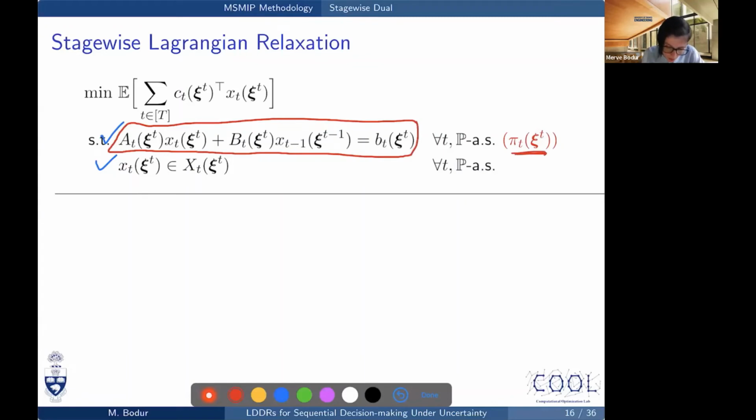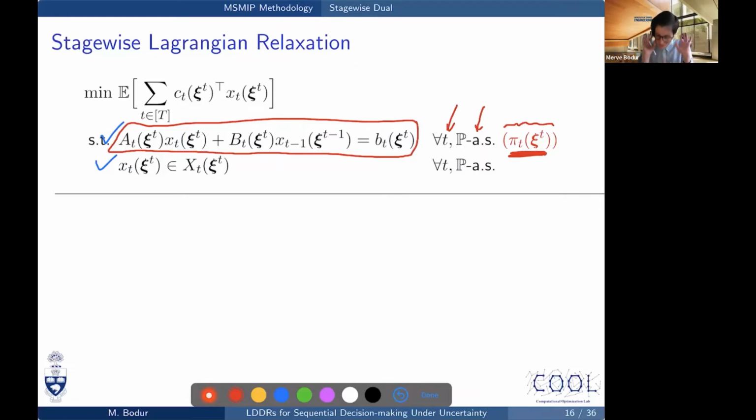Because these constraints are for every stage and for every scenario, in other words, every possible history you can observe up until that stage, we will be relaxing them with their associated pi t dual variable, which is a function of this history. So you might be thinking that this is a random variable, a functional type of variable itself. How would you do that? Bear with me for a moment.